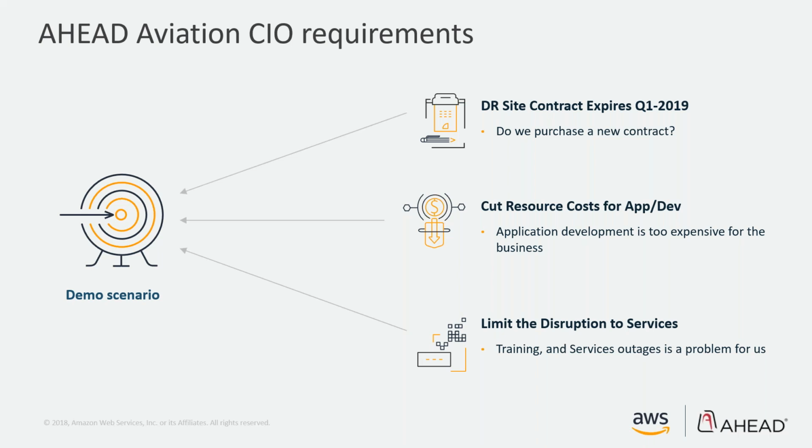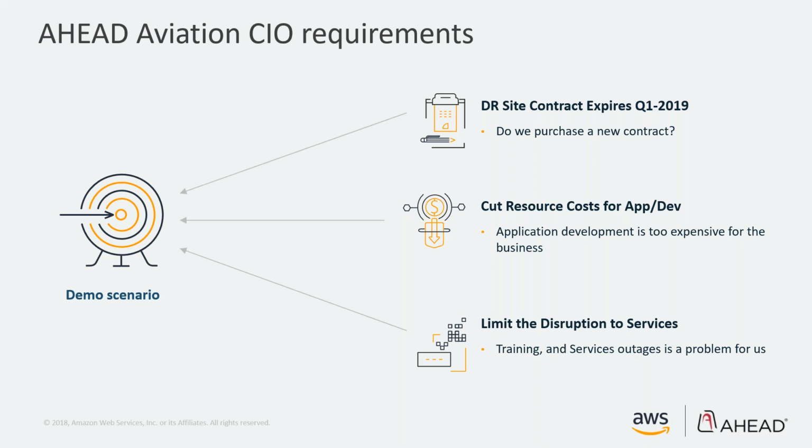So for the purposes of these demos, we're going to go through a couple of them to talk about some of the use cases. And here our fictional CIO has requirements that he needs. He's got a DR site contract expiring in the first quarter of next year. So the questions are, do we purchase a new contract or do we have other options?